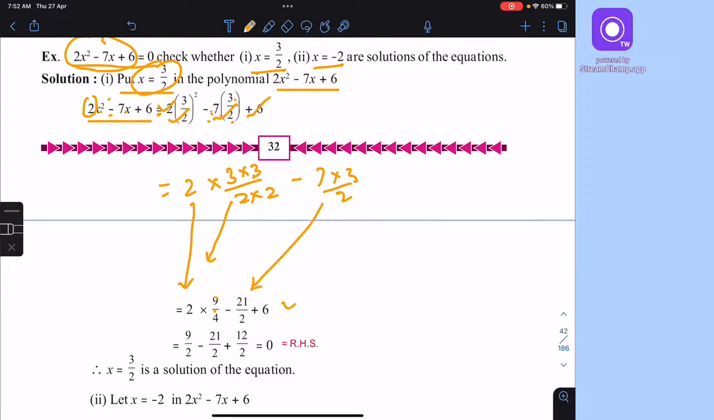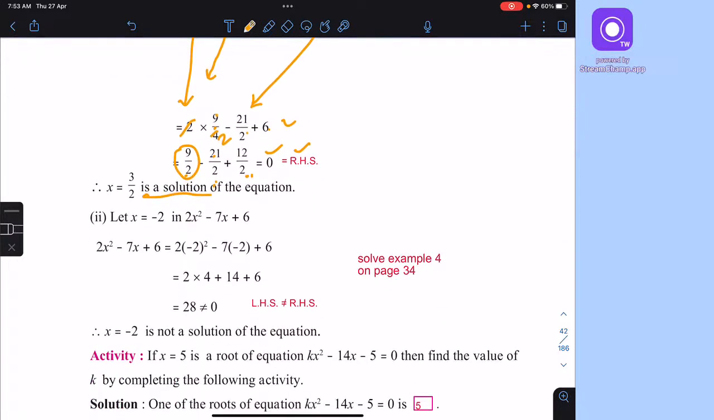Now this is simplified as 2 1s are 2, 2 2s are 4. So this is 9 upon 2, minus 21 upon 2, and 6 can be written as 12 upon 2, so that the denominators are 2. And if you operate this, it comes out to be 0, which is same as right hand side. And therefore x is equal to 3 by 2 is a solution of the given equation.